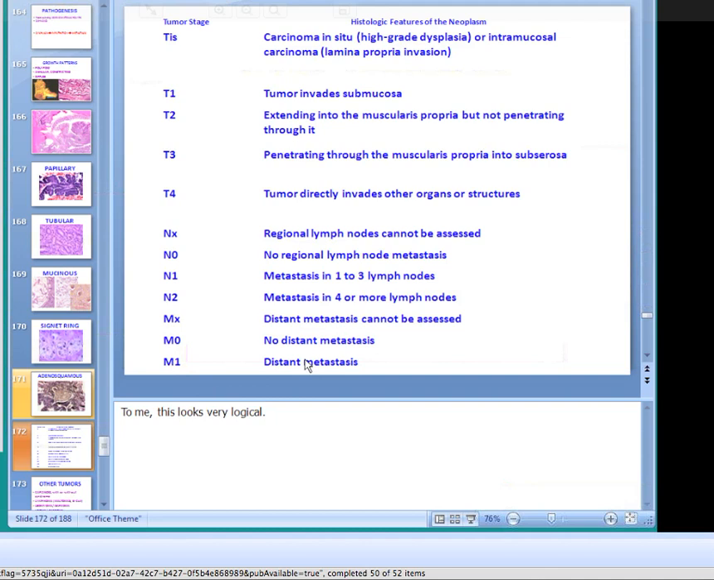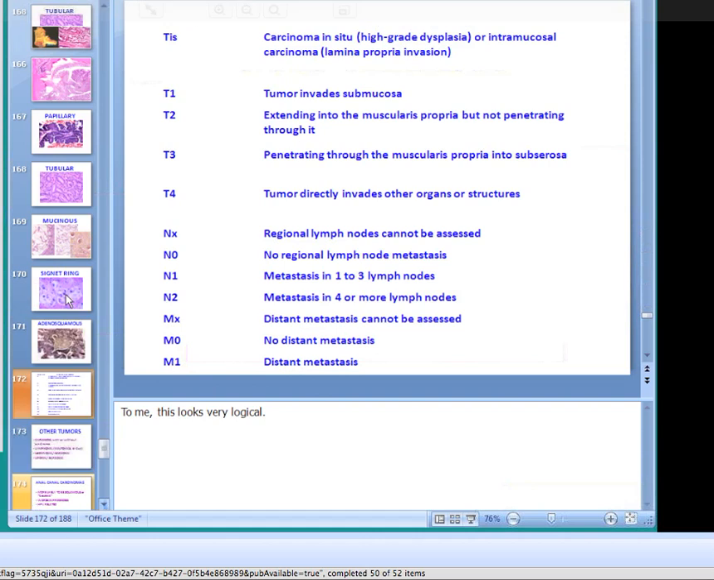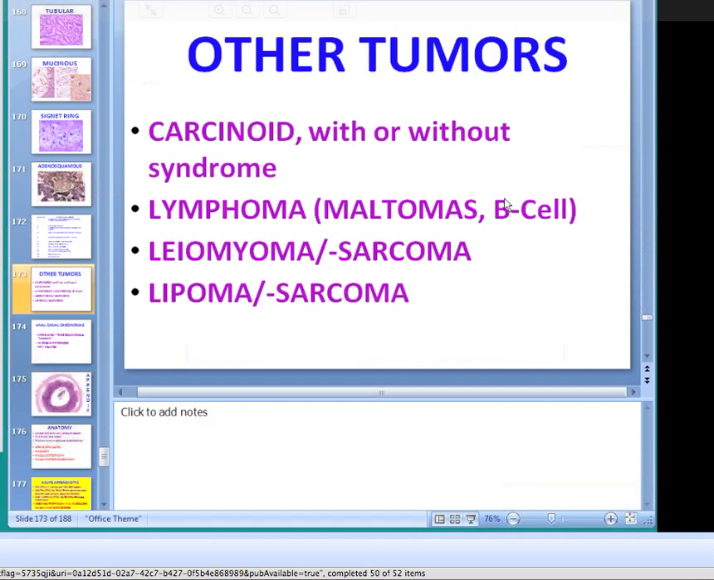This is a logical scheme. I don't know if I'd recommend learning it by rote, but TNM for the colon is the best example of TNM. It gets a little more complicated for the breast, but TNM for the colon is your classical TNM classification.